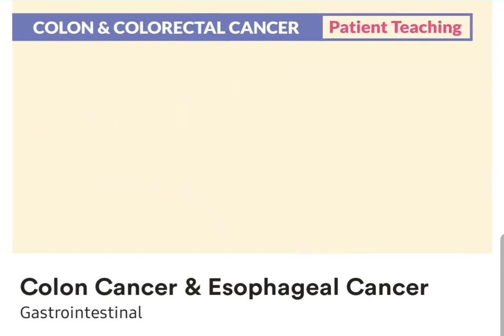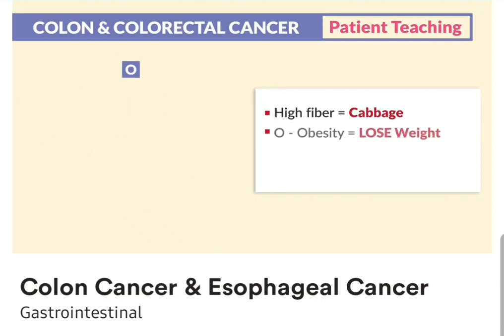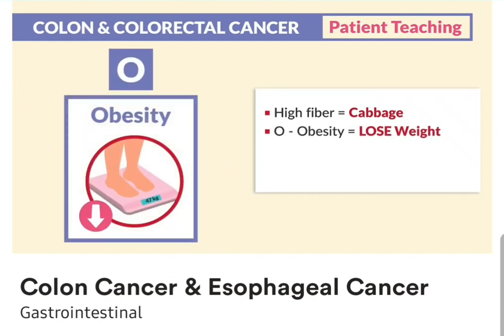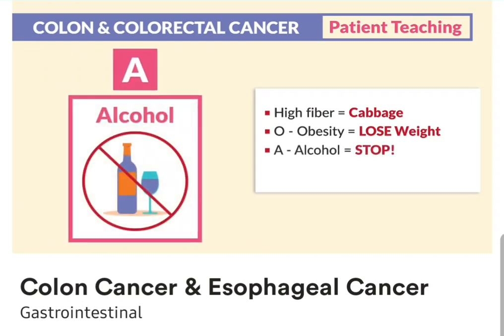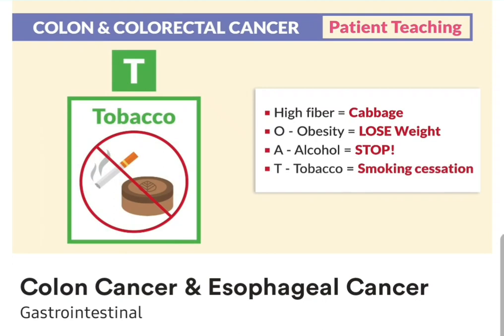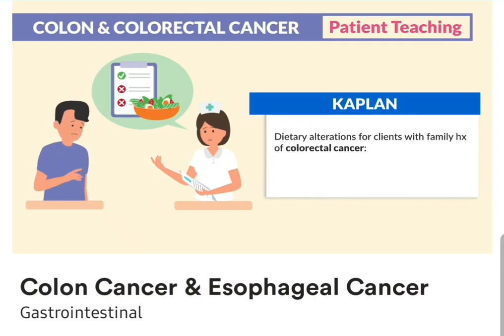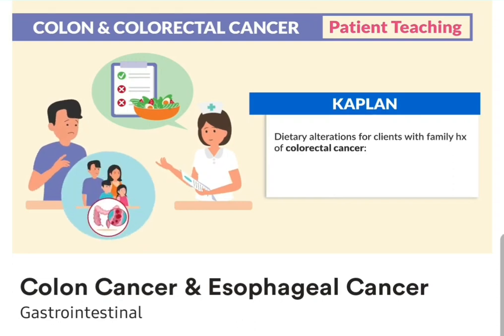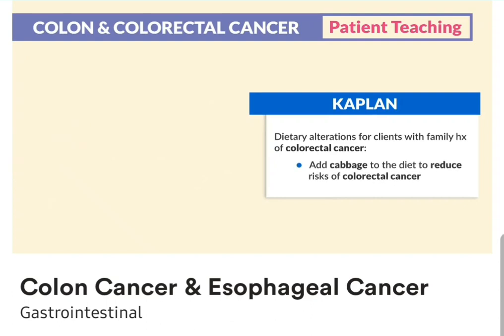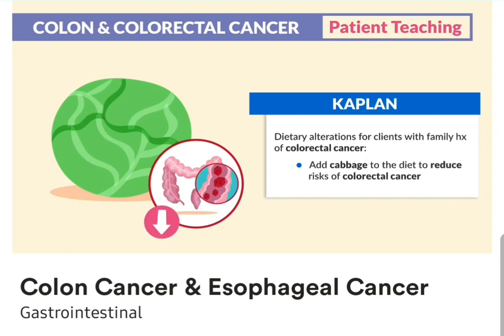Now, for key teaching after the procedure, we recommend a high-fiber diet. And for some reason, the key term cabbage came up on a lot of question banks. And we use the acronym OAT. O for obesity, we teach the patient to lose weight. A for alcohol, we have them stop or reduce. And T for tobacco, we use smoking cessation here. So Kaplan mentions dietary alterations for a client with a family history of colorectal cancer. Add key term cabbage to the diet to reduce the risk of colorectal cancer.